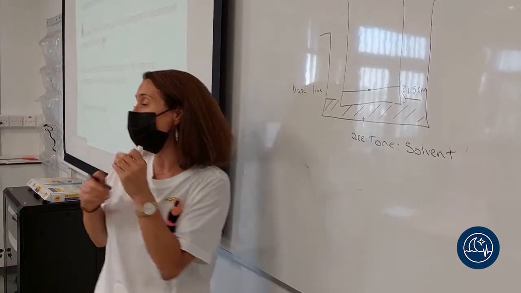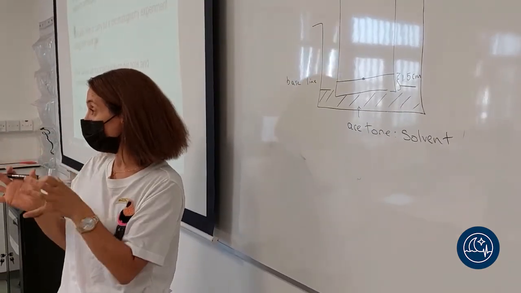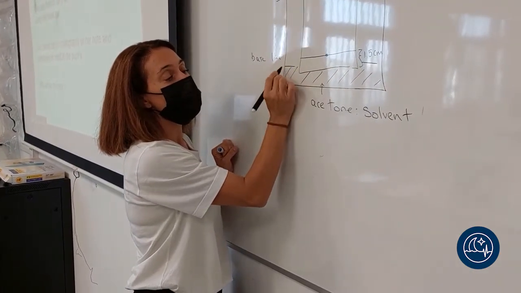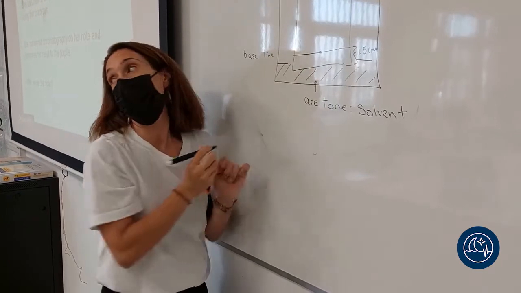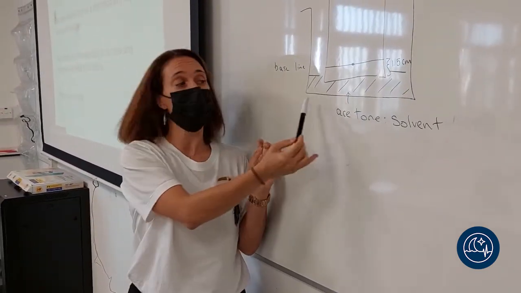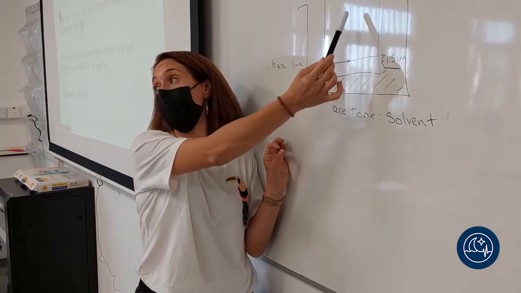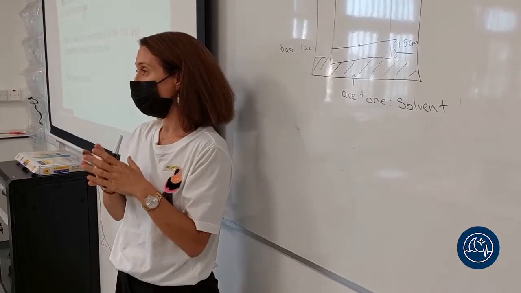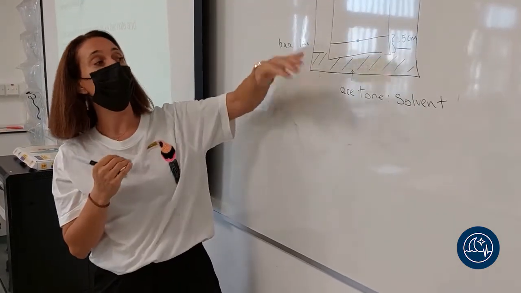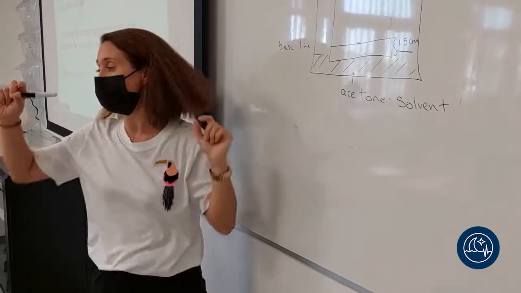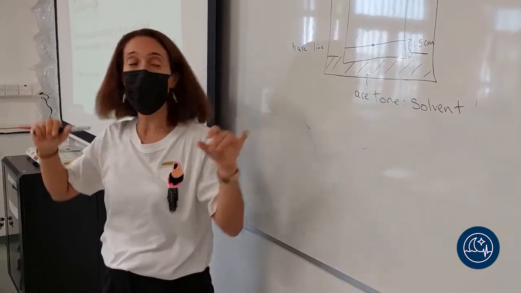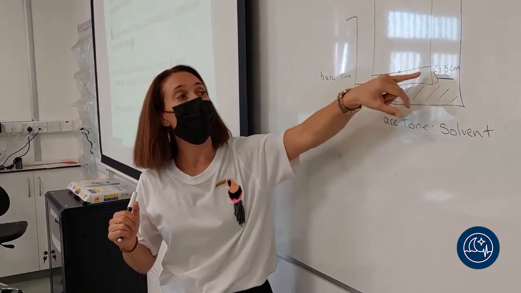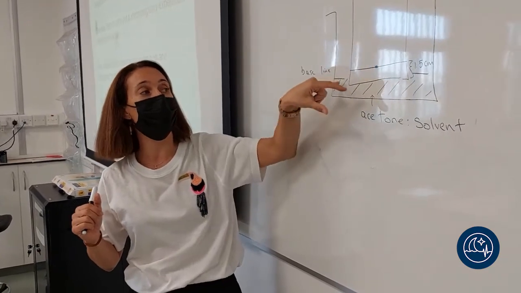I'm not going to go into this in a lot of detail because we want to keep it simple. Most important thing is I want my solvent to be below the baseline. So what's going to happen is my solvent is going to travel up the chromatography paper and it will take the colours with it. So the instructions are to fill your beaker just around 1 centimeter high with acetone. So when you place your chromatography paper, the baseline is above the solvent.